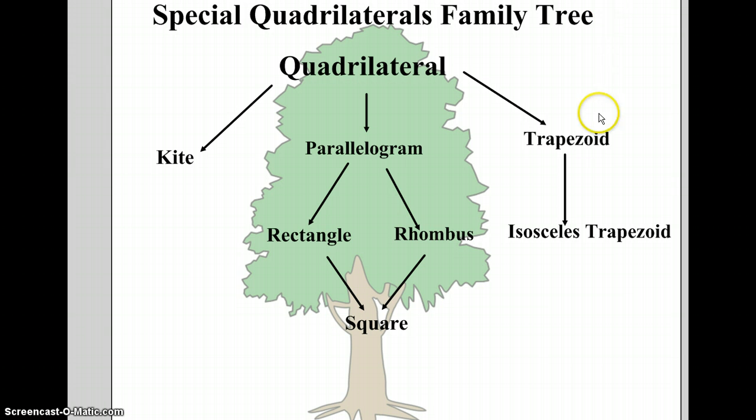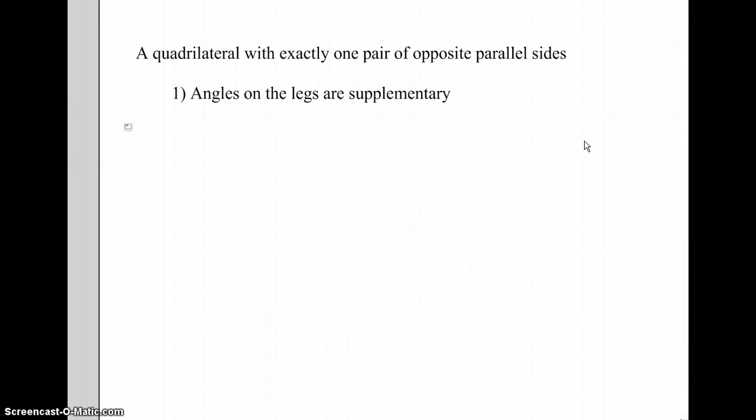Now, we also have a trapezoid, and we know that a trapezoid is a quadrilateral with exactly one pair of opposite parallel sides. The angles on the legs are supplementary. So we learned that again earlier in Chapter 5.